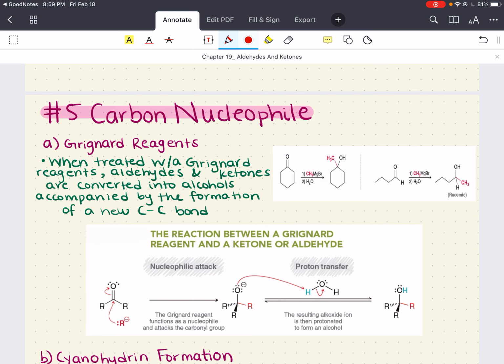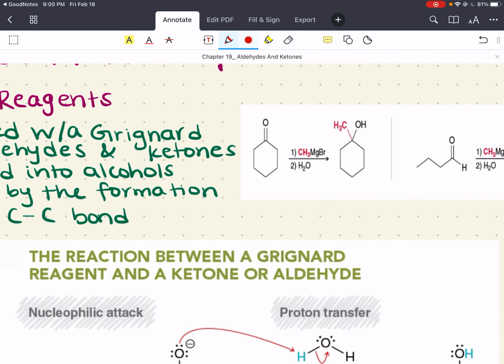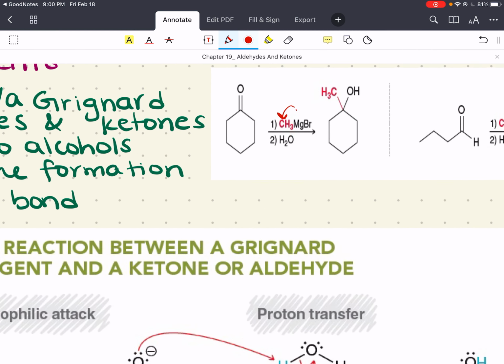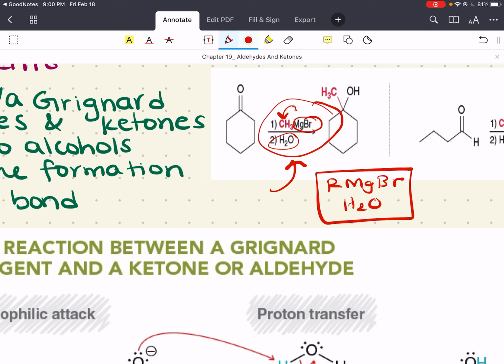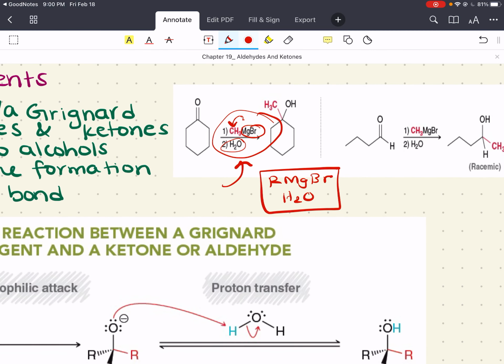So when treated with a Grignard reagent, aldehydes are going to be converted into alcohols, accompanied by the formation of a new carbon-carbon bond. Whenever we have some alkyl group along with magnesium and bromide, and then water, this is what we refer to when we say Grignard reagents. It's some sort of alkyl group. You can write it as R-MgBr, and water. This is what we are referring to when we say Grignard reagents.